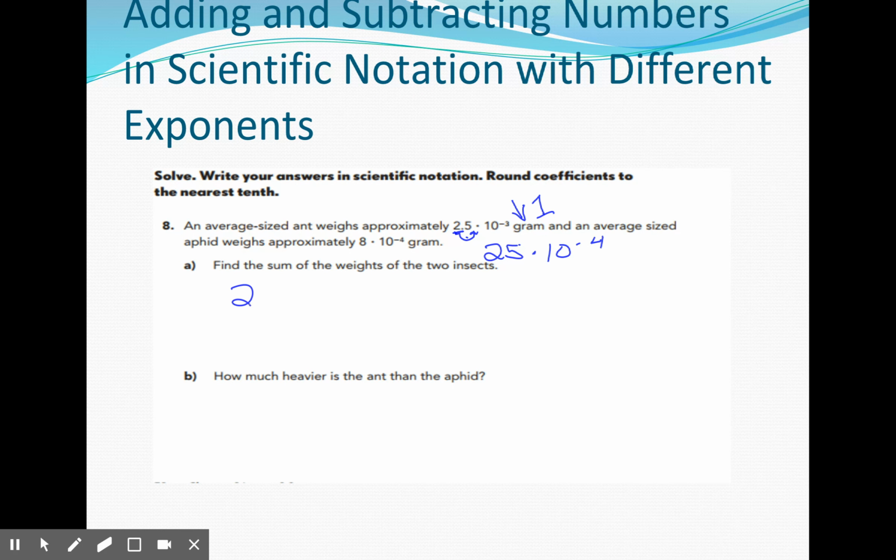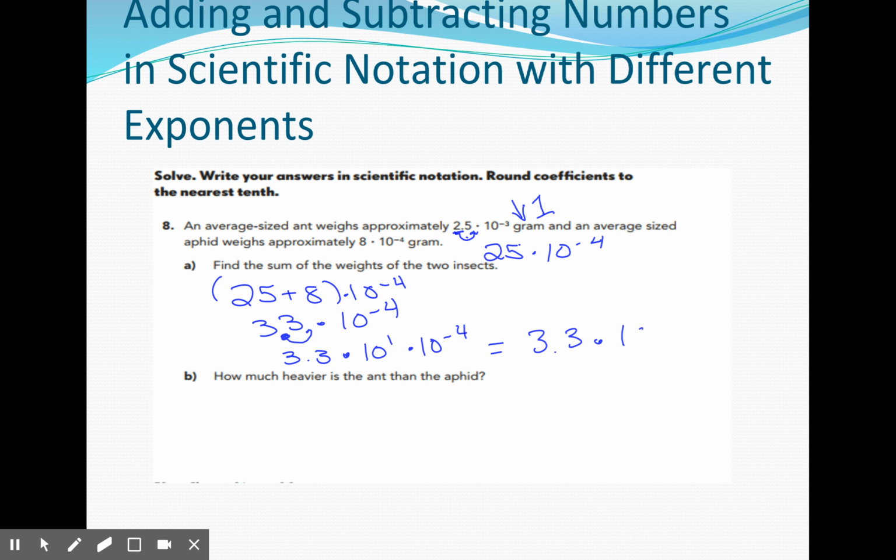So now I can add those. 25 plus 8 times 10 to the negative fourth would equal 33 times 10 to the negative fourth. And I'd have to move that decimal over 1 space. So I get 3.3 times 10 to the first times 10 to the negative fourth, which simplifies all the way down to 3.3 times 10 to the negative third.